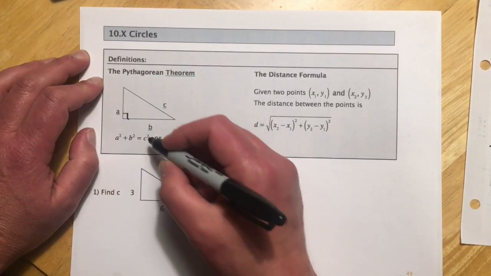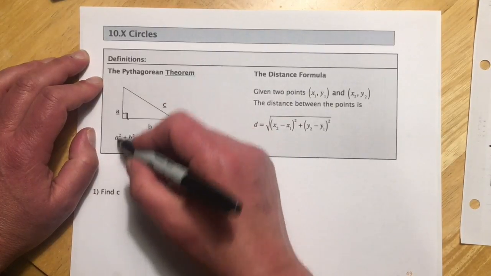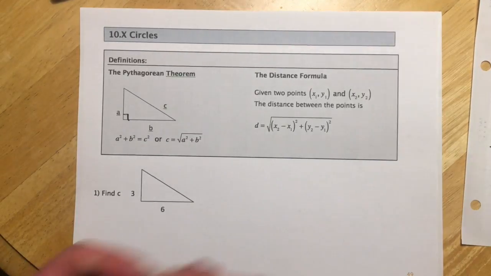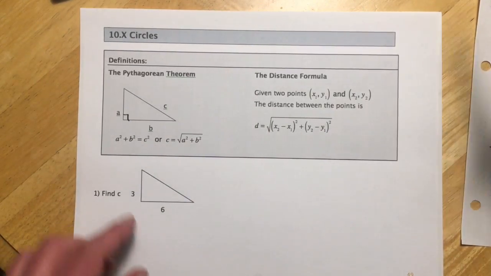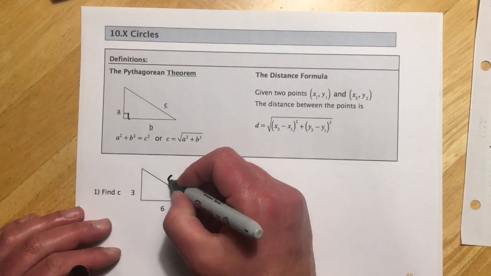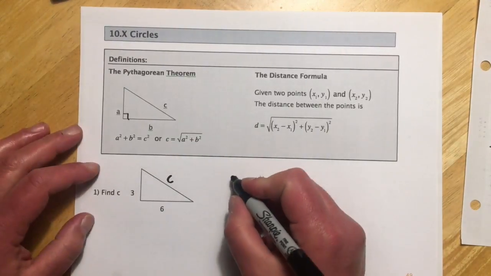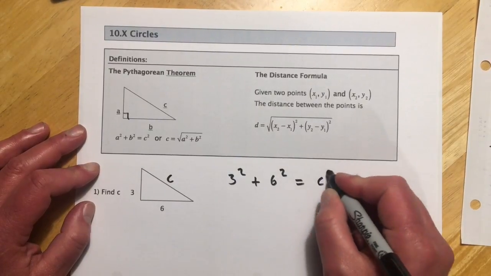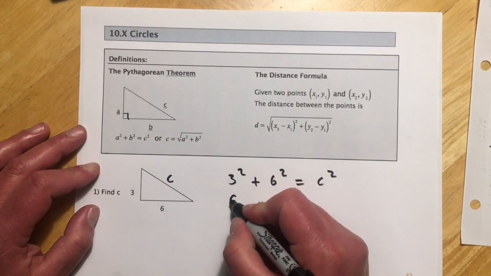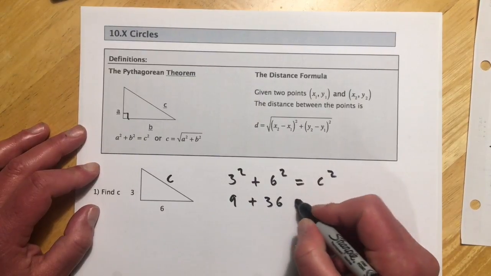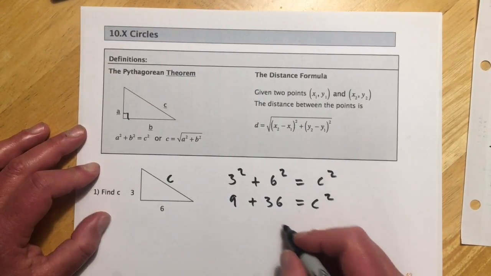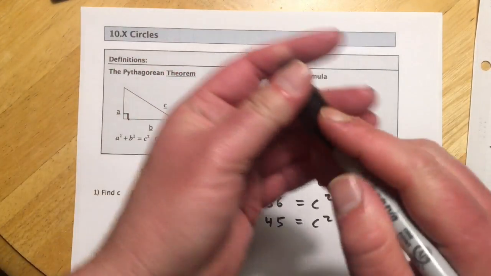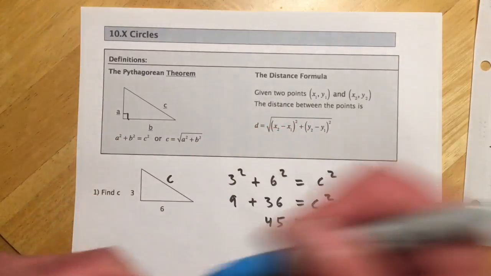If we have a right triangle with legs a and b, a squared plus b squared makes c squared, which is the hypotenuse. In this first example, with the 3 and the 6, we're supposed to find c, so that's that side. So we're just going to go 3 squared plus 6 squared equals c squared. That would be 9 plus 36 equals c squared, or 45 equals c squared. And then from there, we will square root both sides.